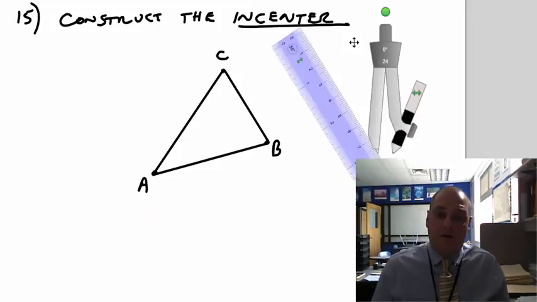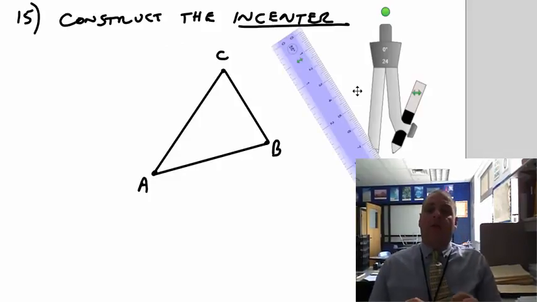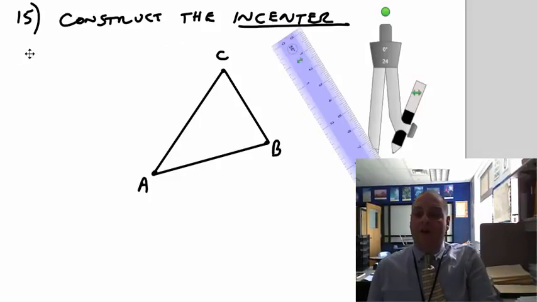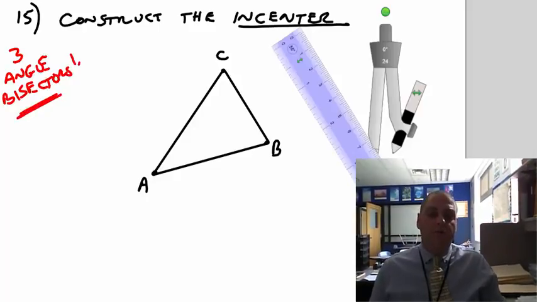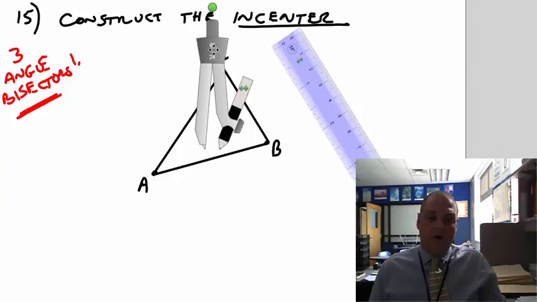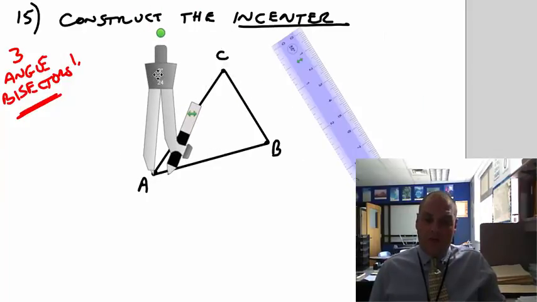And then we're going to do the in-center, construct the in-center. The in-center is three angle bisectors. You're getting a lot of practice here. Three angle bisectors. All right, so let's do that. I'm going to do one in each color. Okay, so I'm going to start with A.